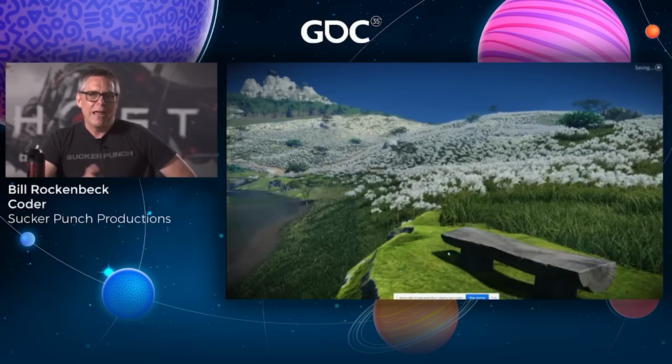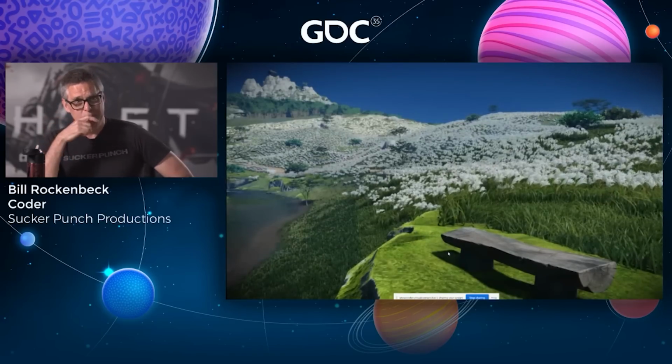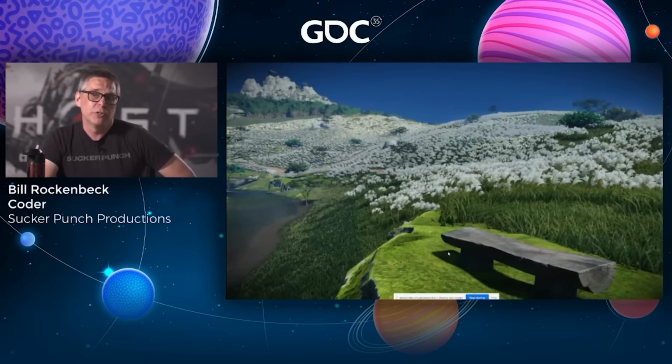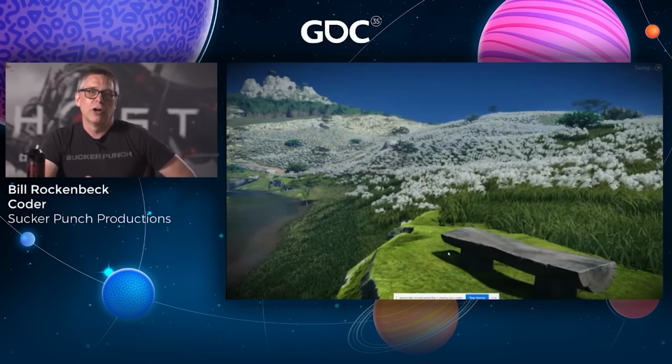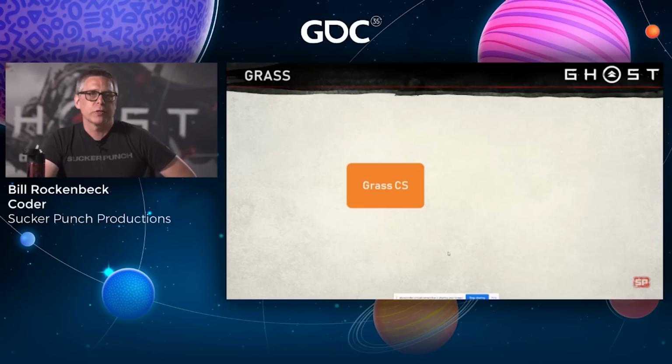I should note here that the pampas flowers you see so many of here are not drawn through the grass pipeline. They're actually more akin to foliage and are drawn through the same GPU code path that we use to generate large instanced draw calls for trees and rocks and stuff like that. The basic flow of a grass system is this.